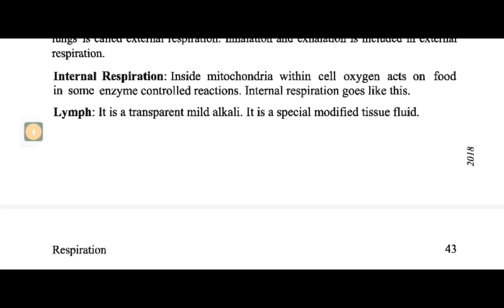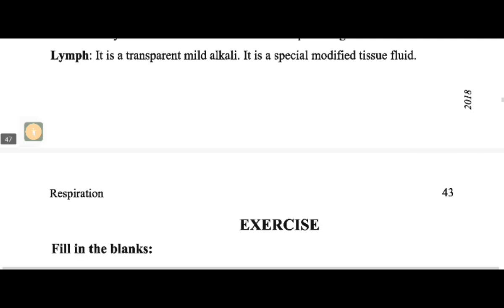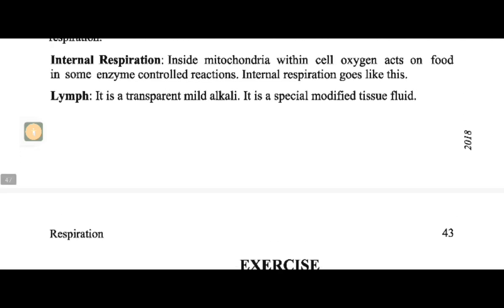Internal respiration: inside mitochondria within the cell, oxygen acts on food in some enzyme controlled reaction. Internal respiration goes like this. Lymph: it is transparent, mild alkali. It is a special modified tissue fluid.